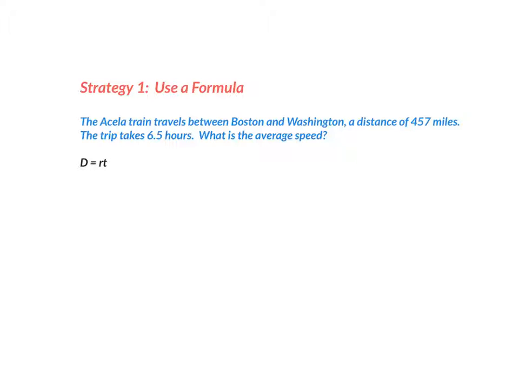This one says the Acela train travels between Boston and Washington, a distance of 457 miles. The trip takes 6.5 hours. What is the average speed? Well, as you know, you've used this formula before. Distance is rate times time. It tells us the distance is 457 miles. We don't know the rate, that's what we're looking for, but we do know the time is 6.5 hours.